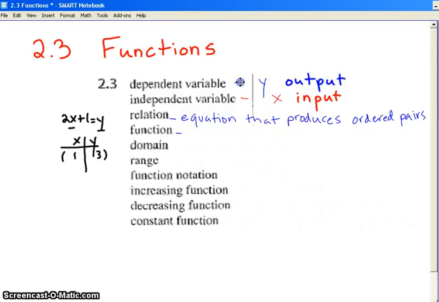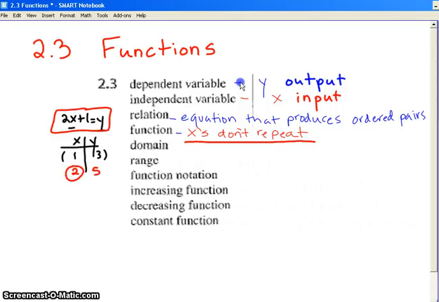That's a relation. A function is when you have a relation, such as 2x plus 1 equals y, and none of the x's repeat. X's cannot repeat. So 1 and 3, if I put in another number, 2, 2 times 2 is 4, 4 plus 1 is 5. Anytime I put in a 2 for input, I'm always going to get 5 for my output. And that would be how you could describe a function.